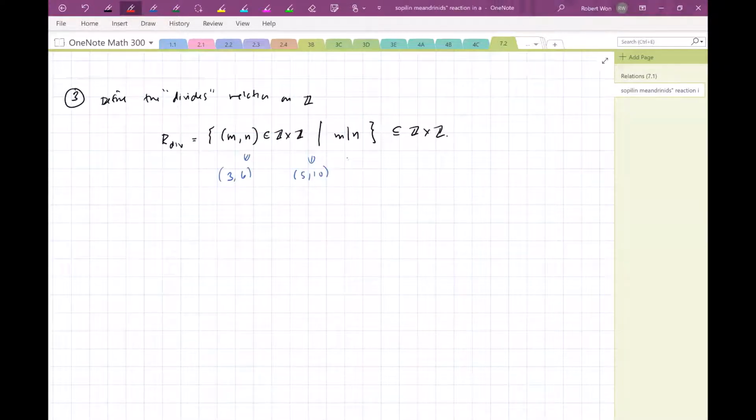This divides relation does not contain things like (6, 3). It does not contain things like (7, 20). So it's all of the pairs of integers where the first thing divides the second thing. And yet again, this is not usually how you think of this relation. Usually you think, oh, 3 is related to 6 because 3 divides 6 and 5 divides 10. So what this relation is capturing is this relationship between numbers that we call divides.